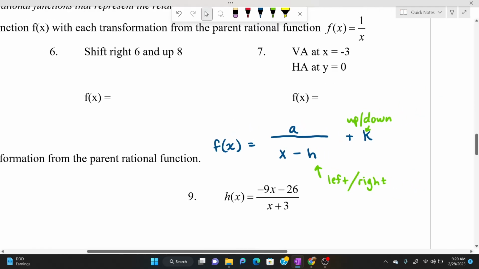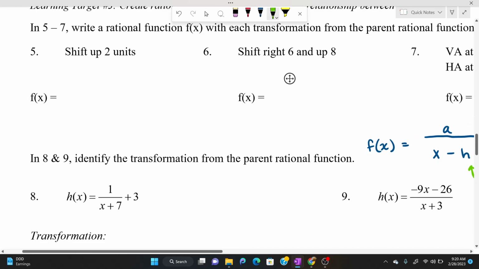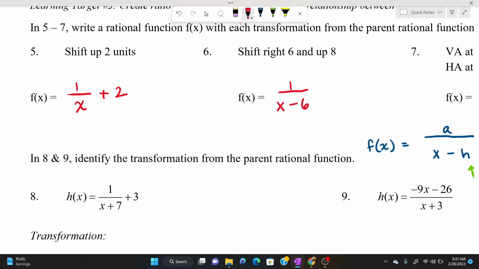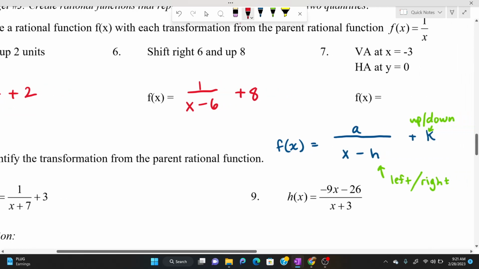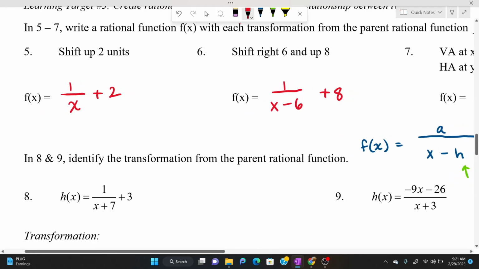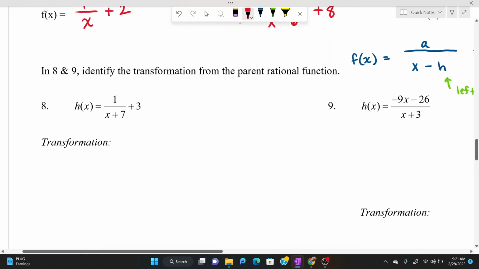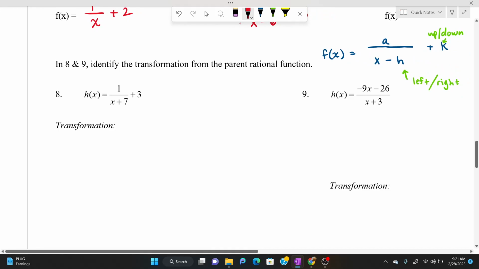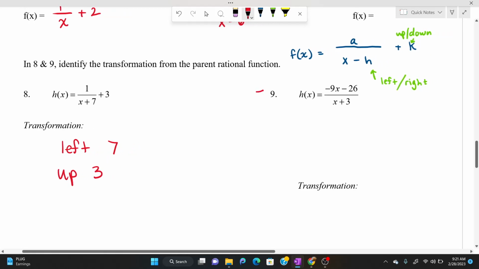So if I want to be shifted up 2 units, I'll have the function 1 over x plus 2. Shifted right 6, so that'll be 1 over x minus 6. And I will let you guys try number 7 because I don't have enough room. Okay, here the transformation will be left 7 and up 3. This would be an honors only.